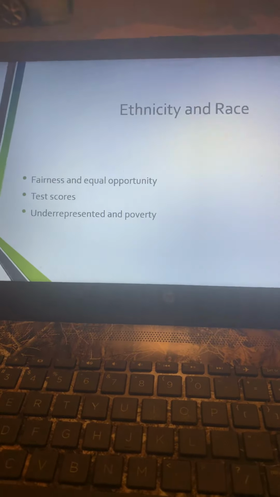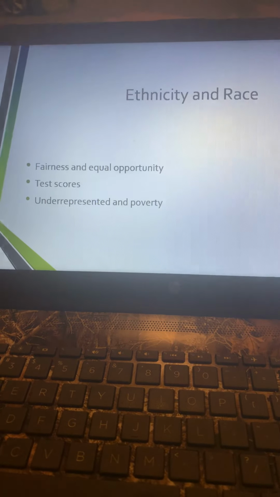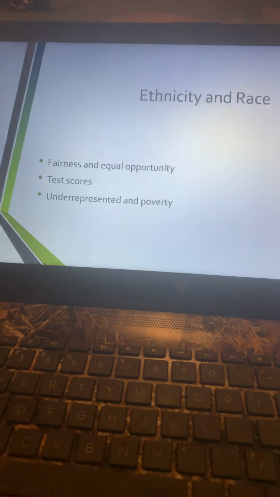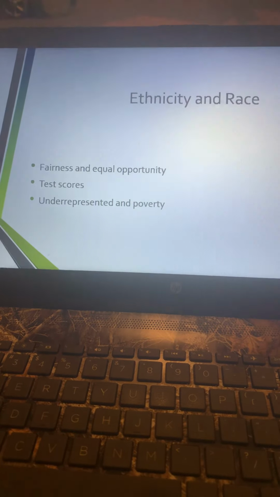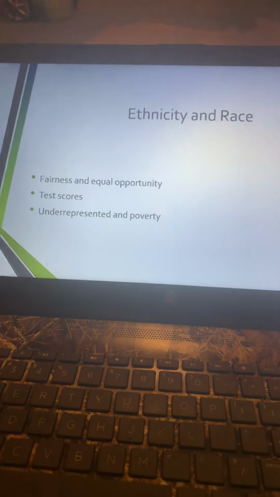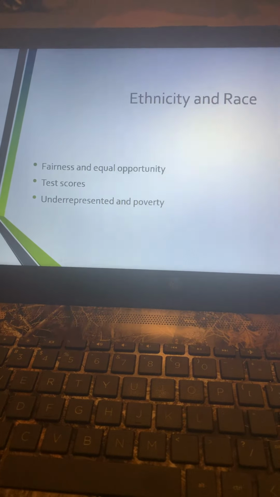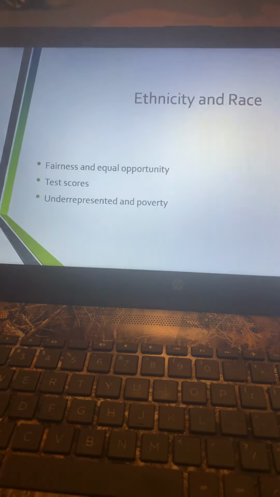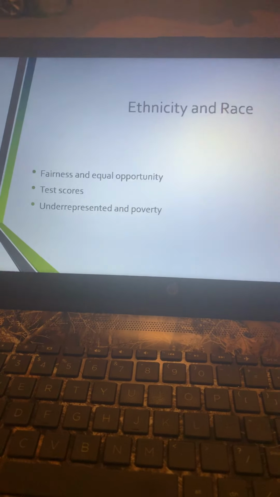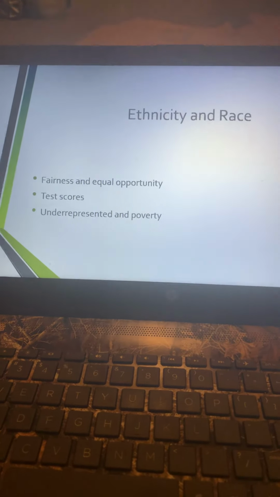Ethnicity and race. Again, the big thing is being fair and being equal in opportunity. So trying to prevent segregation, understanding some home lives based on ethnicity alone, like the stereotypes. Again, test scores, we understand that mainly whites and Asians tend to have higher test scores, and our African American students tend to have lower test scores. So maybe I need to pay more attention to those students in the classroom if I see any signs of struggling, so on and so forth. And again, poverty is part of that too.